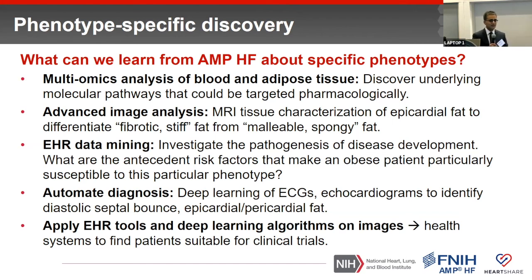That's advanced image analysis. EHR data mining, kind of like we did with amyloid. Let's look back 10 years. Is it just obesity, or are there other things going on? Do they all have rheumatoid arthritis? Is there some inflammation going on? Is there something that makes a patient susceptible to this? Automate the diagnosis: deep learning of ECGs and echocardiograms to identify the diastolic septal bounce, epicardial, pericardial fat. One of our HeartShare research fellows is working on something like this. And we can apply EHR tools and deep learning algorithms on the images in the health system to find these patients automatically and get them into trials. So this is really what we're trying to do.